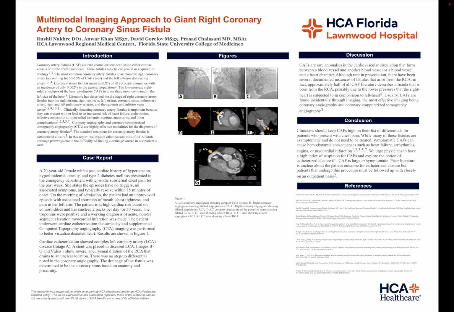Case report. A 70-year-old female with a past cardiac history of hypertension, hyperlipidemia, obesity, and type 2 diabetes presented to the emergency department with episodic substernal chest pain for the past week. She states the episodes have no triggers, no associated symptoms, and typically resolve within 15 minutes of onset. On the morning of admission, the patient had an unprovoked episode with associated shortness of breath, chest tightness, and pain in her left arm. The patient is at high cardiac risk based on the comorbidities and has smoked 2 packs per day for 50 years.